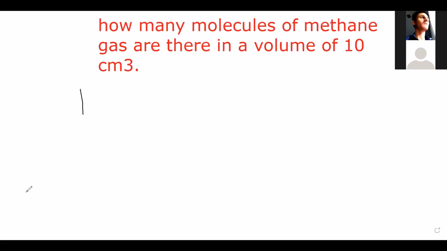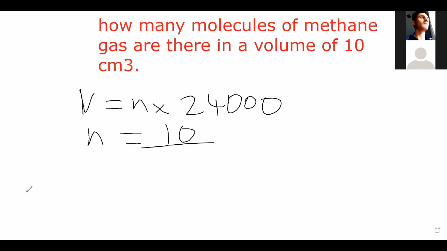The formula for volume is V equals N into 24,000, because we have the volume in centimeter cube. Now to find the number of moles, we'll divide the volume by 24,000. So N equals 10 upon 24,000. So now we've got N.